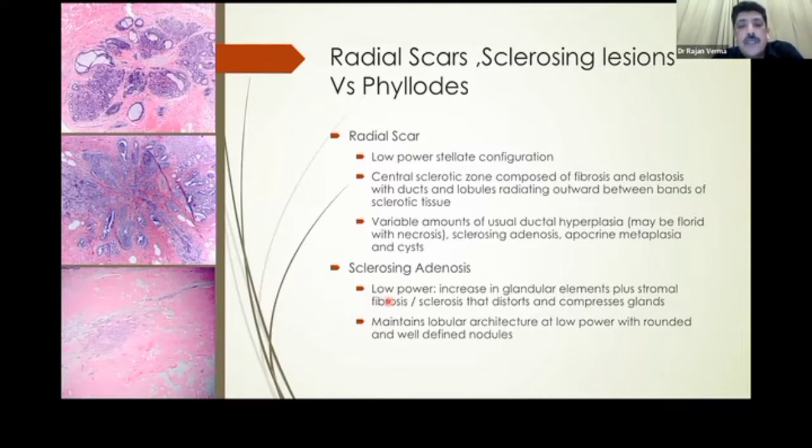If you come to sclerosing adenosis, again at low power, it is a lobular structure. The lobular structure is maintained. There is an increase in glandular as well as stromal component, and it distorts and compresses the glands. So it maintains a very lobular structure, which you should be able to make out in low power.